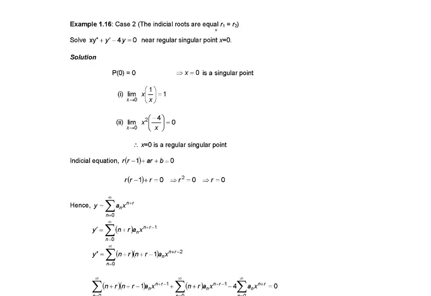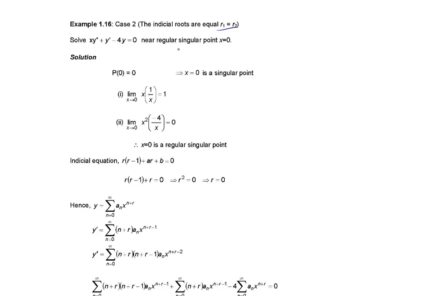Okay, so in this example, I want to show you case 2 for regular singular, where our indicial roots are equal. Let's say we have x y double prime plus y prime minus 4y equals 0 near the regular singular point at x equals 0.